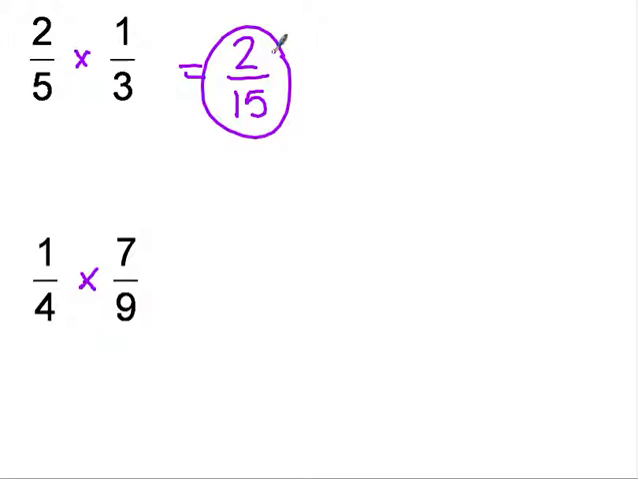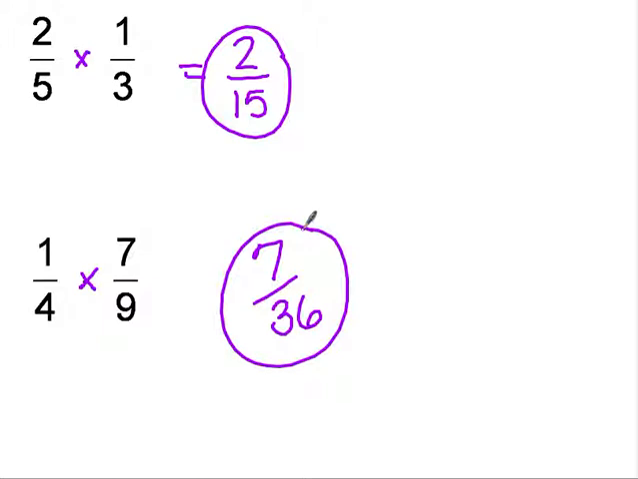What will the answer to the bottom problem be? What's the answer going to be to this one? 7 over what? 36. Good. Okay, once again, you can't cancel on the diagonals, so you just do a straight multiplication, and you get 7 over 36.